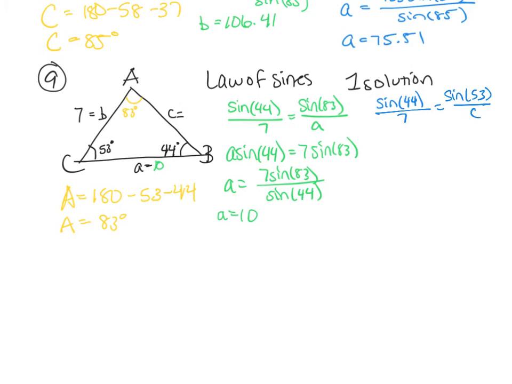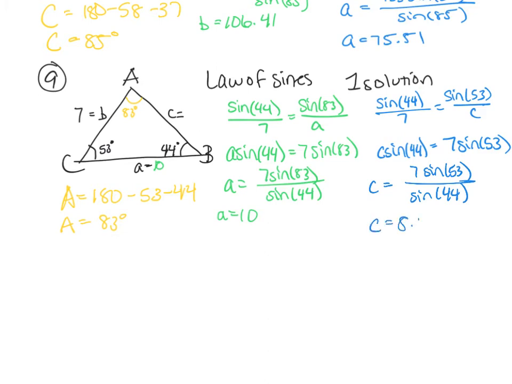We'll cross multiply to get C times sine of 44 is equal to 7 times sine of 53. Divide both sides, so you get C is equal to 7 times sine of 53 over sine of 44. And you plug that into the calculator, you're going to get 8.05.